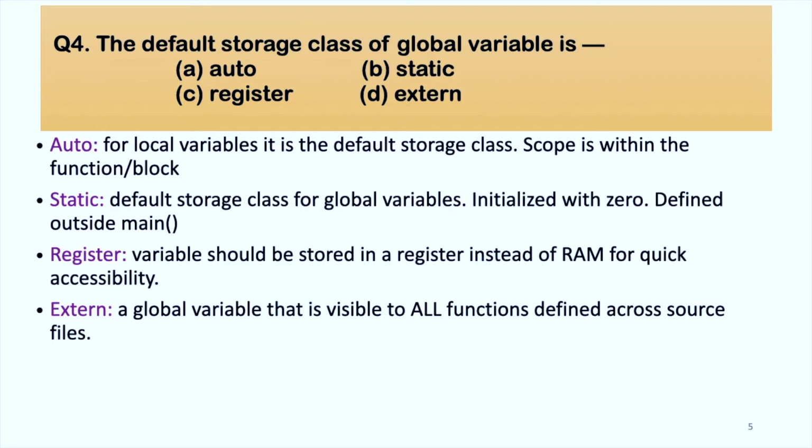So in our case, the default storage class for a global variable is static, and for a local variable it is auto. These are important and mostly common in exams. And for external, you need to remember that external is also a global variable, but it is visible to all functions if there are multiple source files. Now, the answer is static.